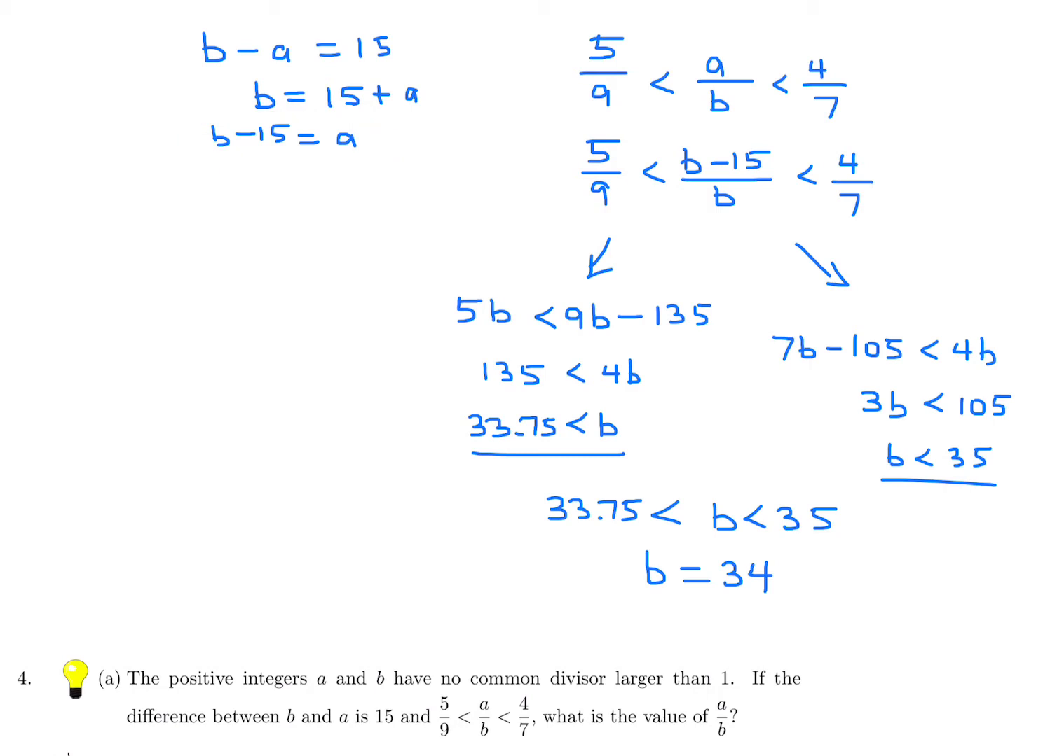Subbing it back into here, that means a is 34 minus 15, so a is 19. And therefore a over b is 19 over 34. I think that's it. I guess the only thing I have to worry about is, do they have any common divisors? And the answer is no, because 19 is prime. All right, that completes 4a.